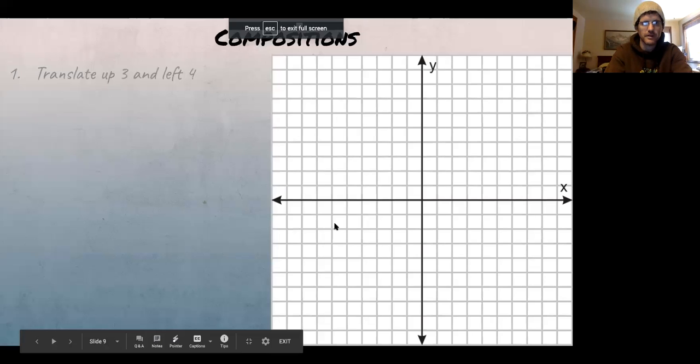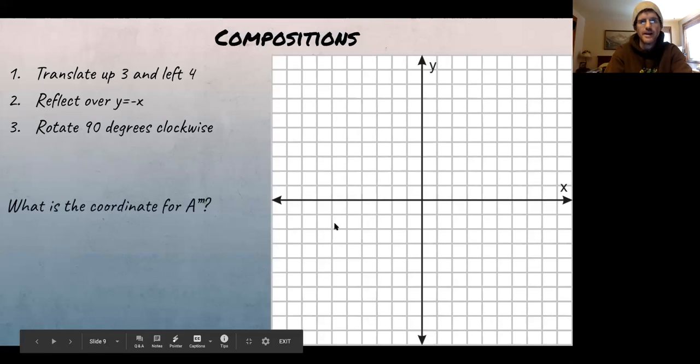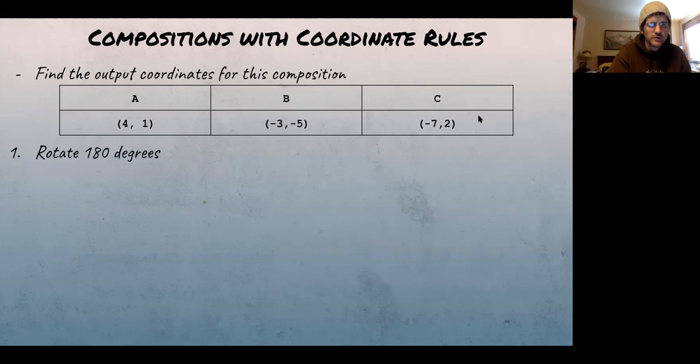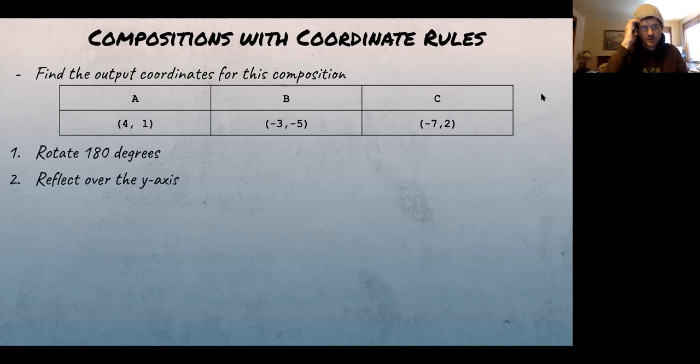Okay, let me get past this real quick. Now, I've got compositions with coordinate rules, and I've got 3 coordinates. I'm actually not going to do all 3. I'm going to do 2 of these, and it should make sense, and you'd know how to apply the third. So the first thing I want to do, actually, let me look at the entire composition. I believe this is just a 2-step composition. And so I'm going to rotate 180 degrees and then reflect over the y-axis.